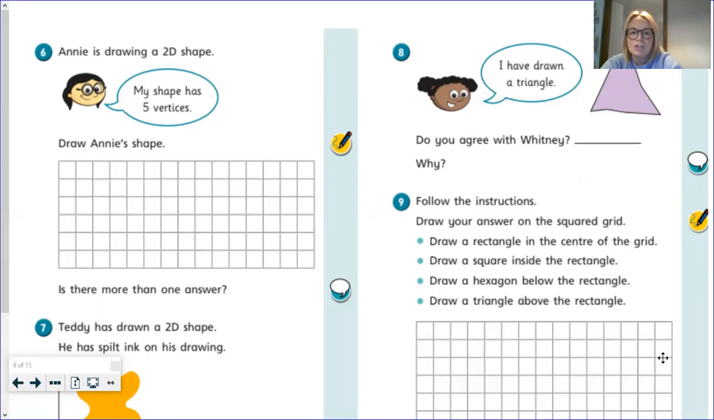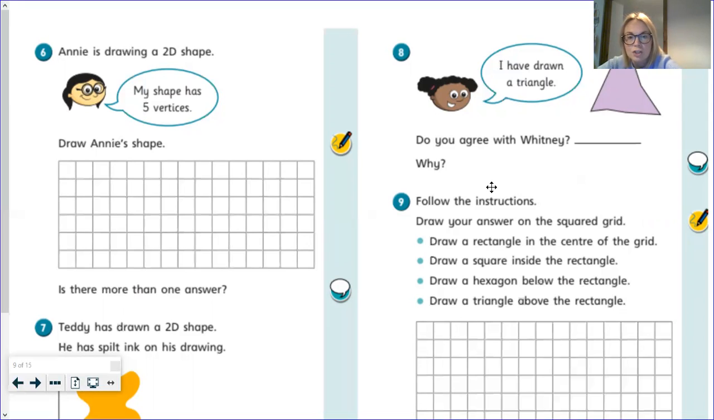And then Teddy has drawn a 2D shape and he has spilt ink on his drawing. Now it's cut off of my screen, but you will see, you need to try and work out the 2D shape that he has drawn. Number 8, I'm covering it up, so I'm going to move myself over here. It says, I have drawn a triangle. Do you agree with Whitney? Why? So have a little think. I think what's happened is she perhaps hasn't used a ruler, and therefore there might be a little bit of a problem. So if you can explain why.